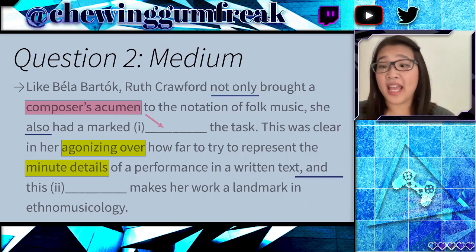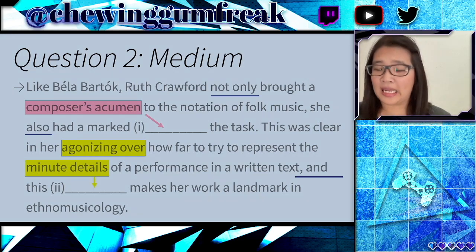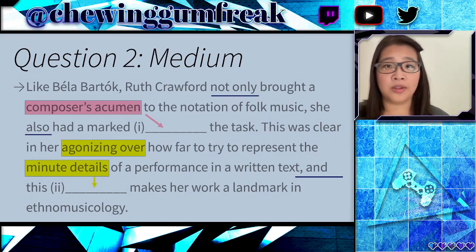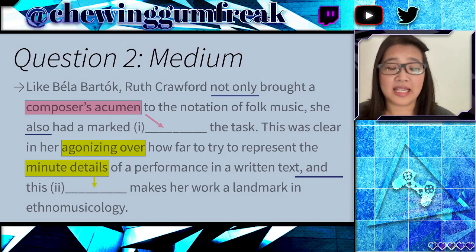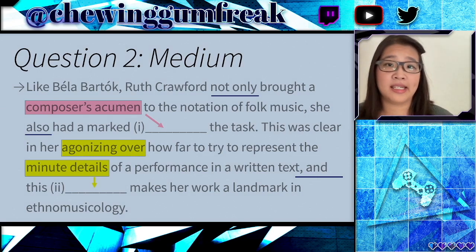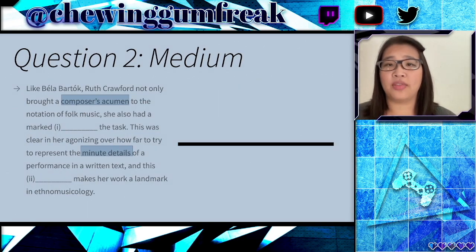So we have "and," which helps us link those two, agonizing over minute details, into what we would expect for the second blank. Drawing these connections before even looking at the answer choices helps you get a good idea of what type of word you're looking for. Let's take a look at the actual answer choices themselves.